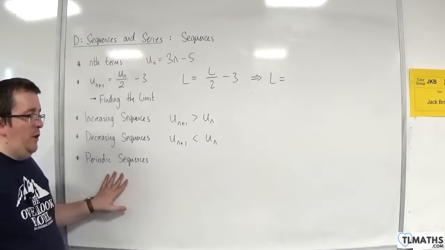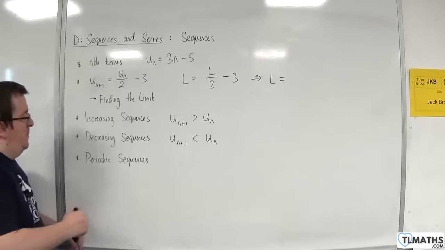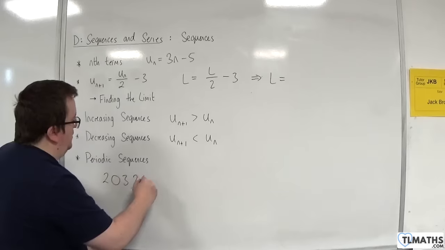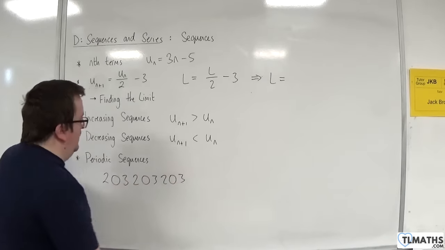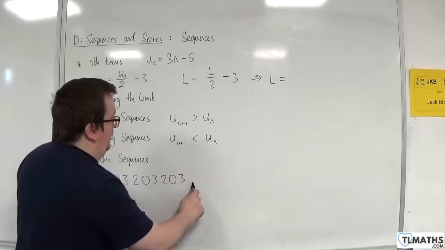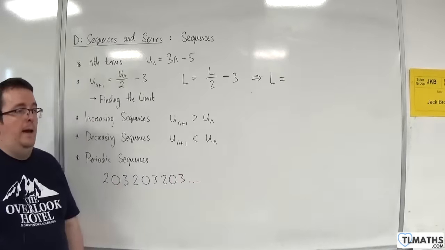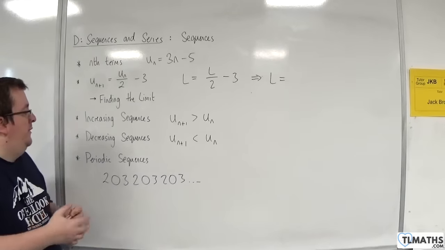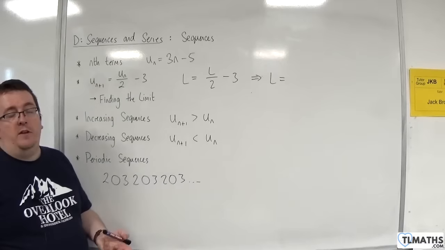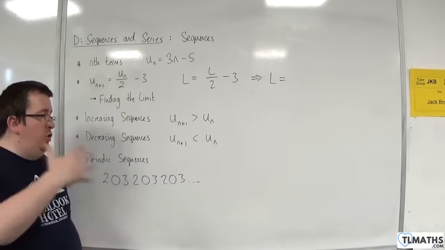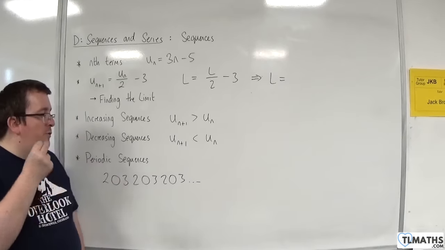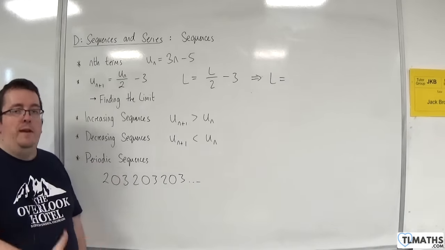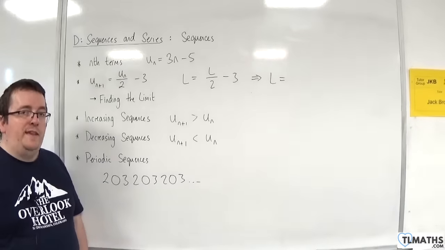A periodic sequence would be something like 2, 0, 3, 2, 0, 3, 2, 0, 3. For example, this is a periodic sequence with period 3. They could bring sine or cosine into this as well as part of the nth term. And that should pinpoint for you that it's probably going to be a periodic sequence, because they put a periodic function into the nth term.